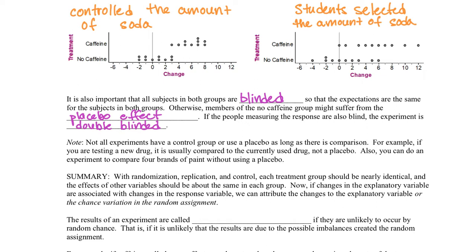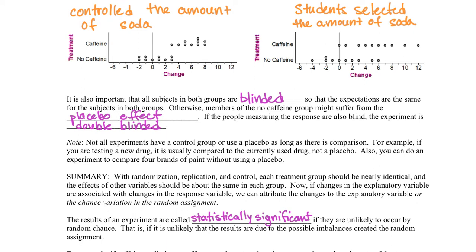And here's the biggest part of experiments. When we're done, how can we feel confident that we've got the results that we can start to make different decisions or keep our decisions the same as they currently are? So the results of an experiment are called statistically significant if they're unlikely to occur by random chance. That is, it's unlikely the results are due to just random imbalances.